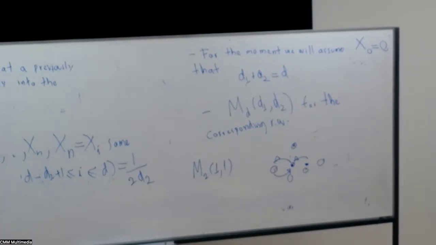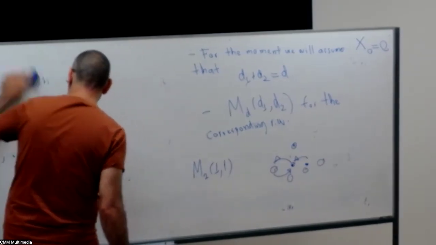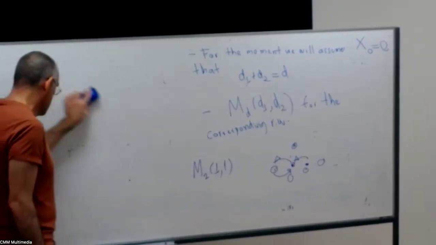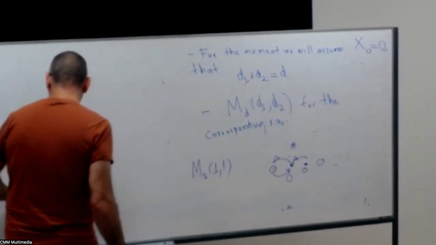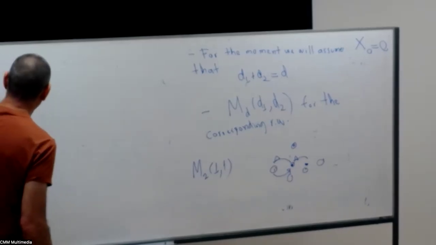Okay, so let me give you some information about what is known. The main question people have tried to address about this random walk is whether or not it is transient or recurrent.